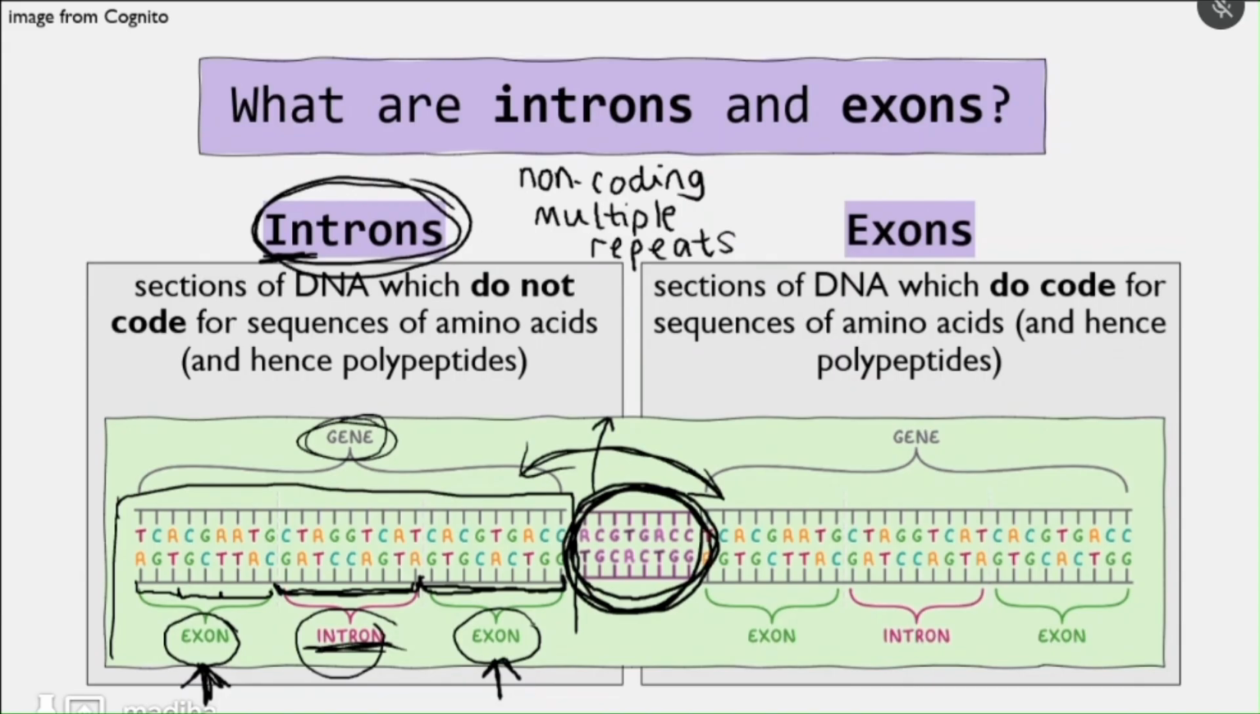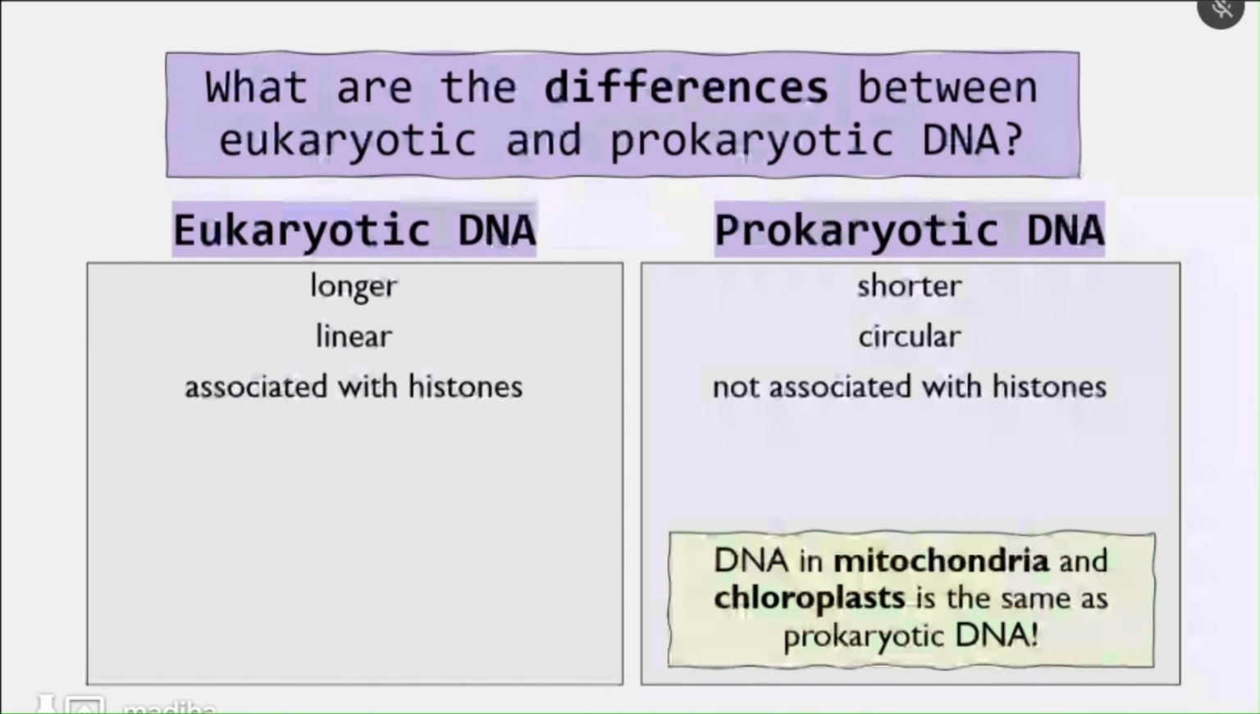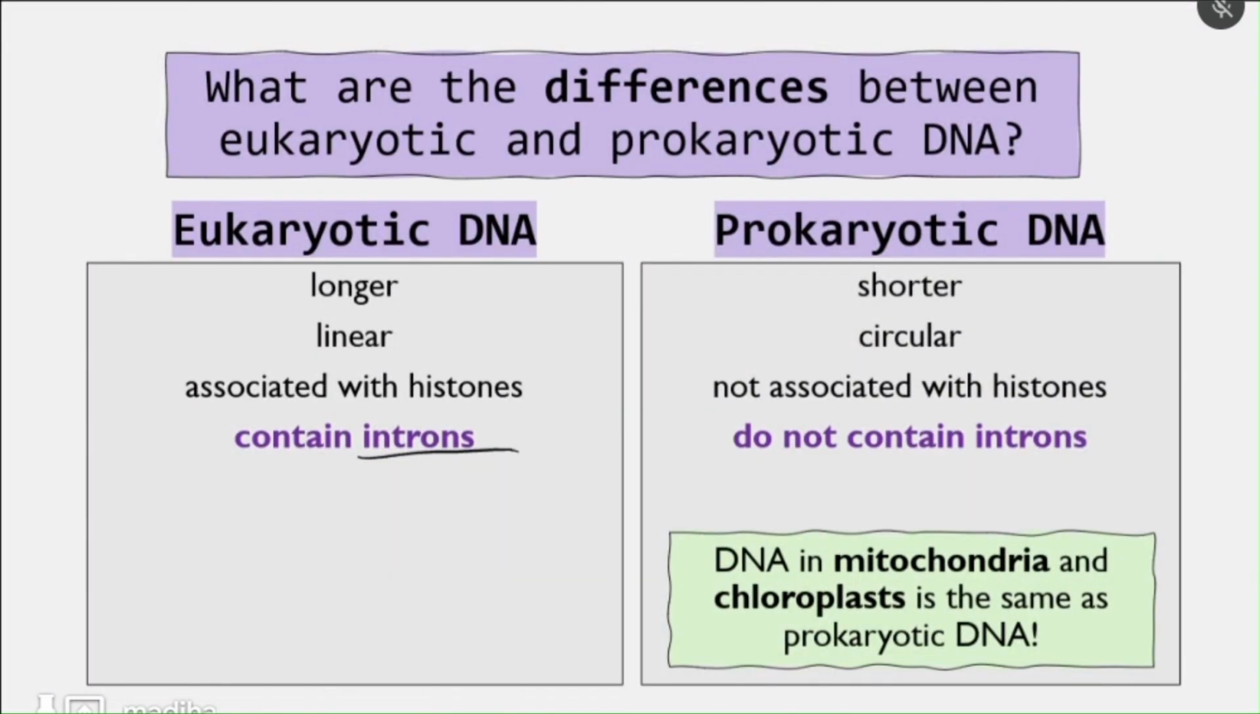Another thing to remember is introns are only found in eukaryotic DNA. They're not found in prokaryotic DNA, because remember how we said that the eukaryotic DNA is longer, so obviously they would have more space to fit these introns in. If you go back to that slide from near the beginning, I've just added an extra point here. So eukaryotic DNA contains introns, and prokaryotic DNA does not contain introns. And it's the same for mitochondria and chloroplasts: they do not contain introns because their DNA is the same as prokaryotic DNA.